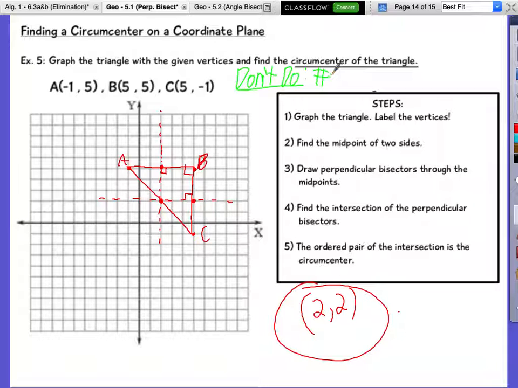Okay. 1, 3, 14 through 17, 20. Hey, so we're going to work on this for about 20 minutes, and then we're going to go on to 5.2, okay?